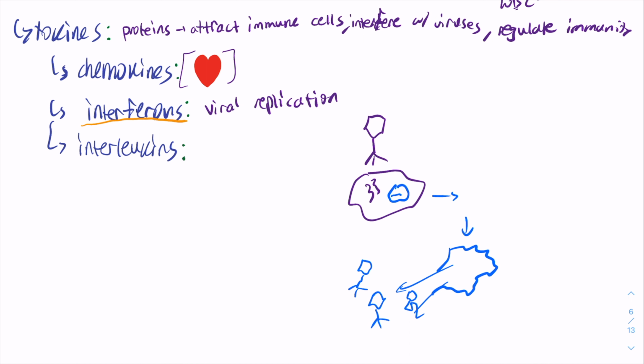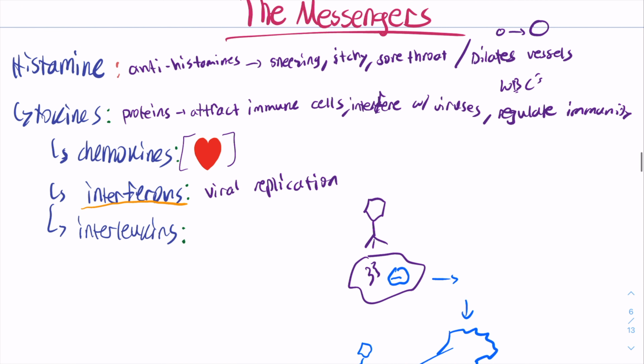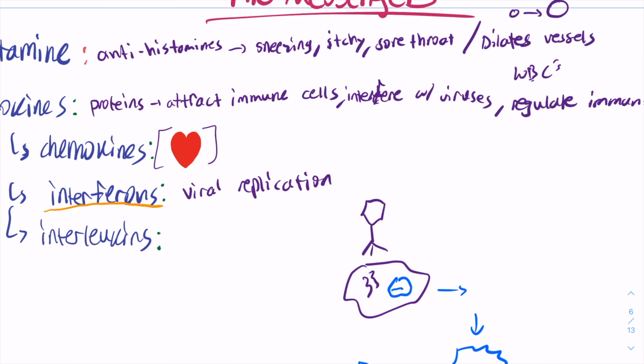Now, interleukins do a bunch of different things. I don't want to go too deep into them because this video is already going to be a little long. Interleukins help mature cells.